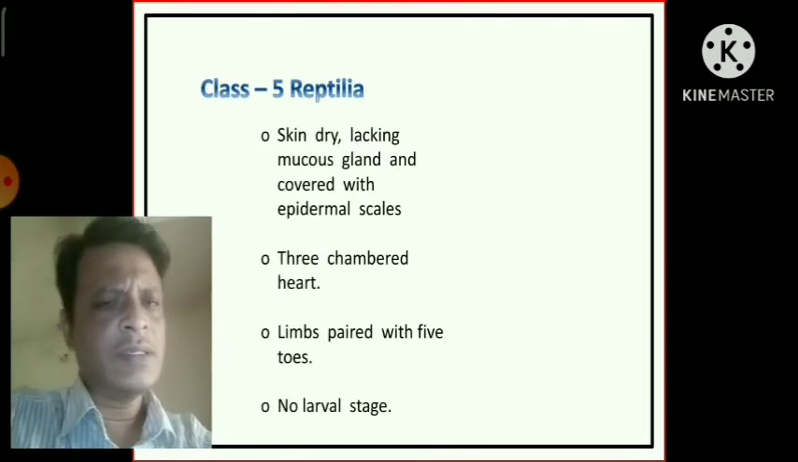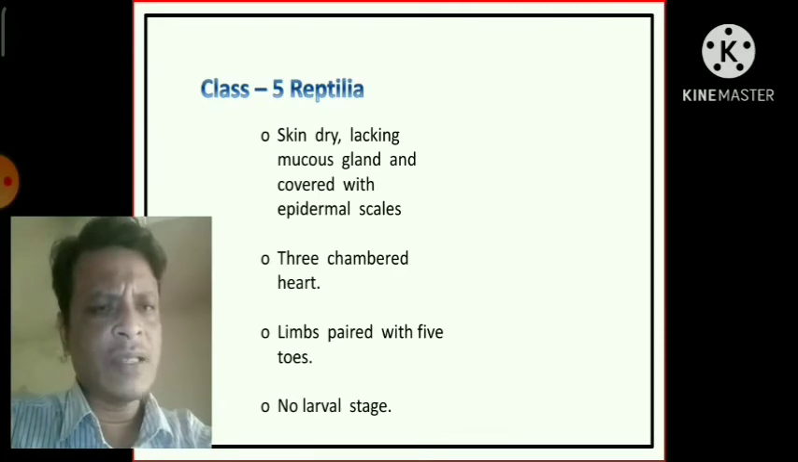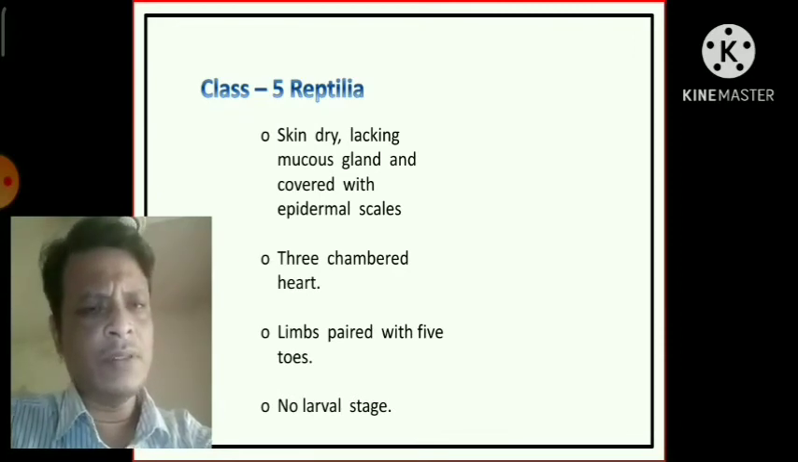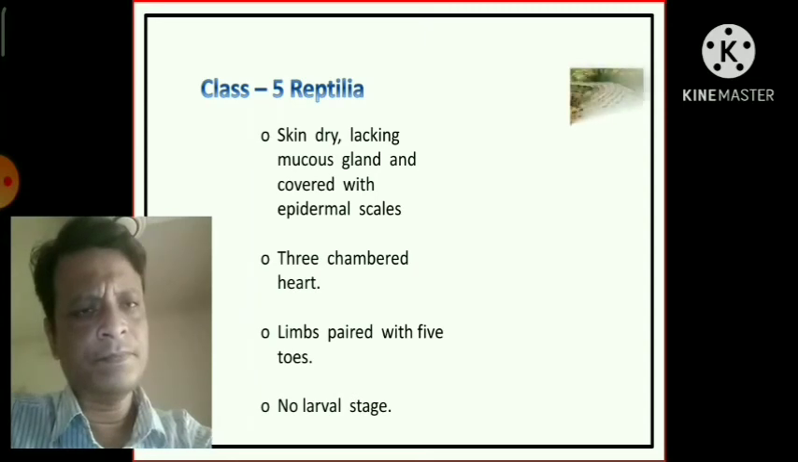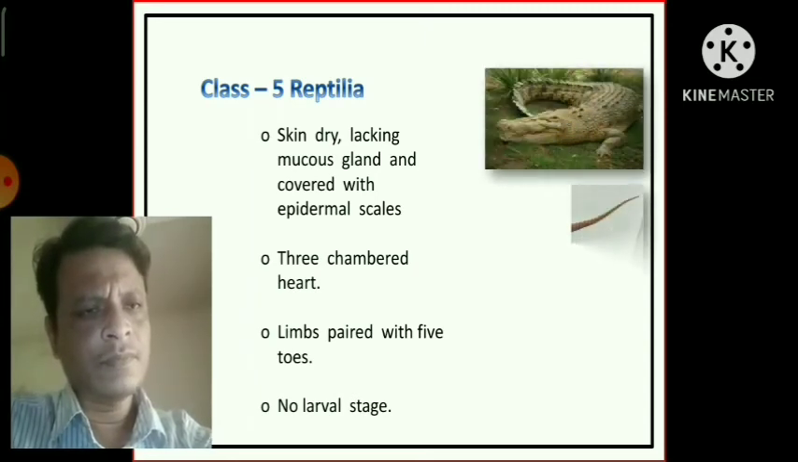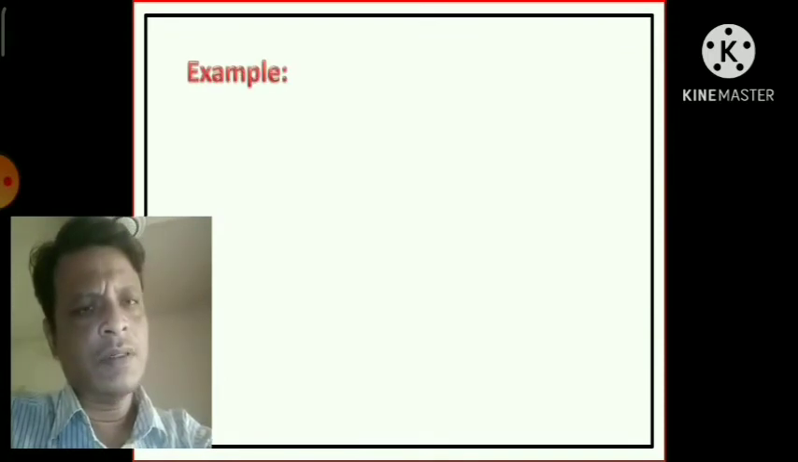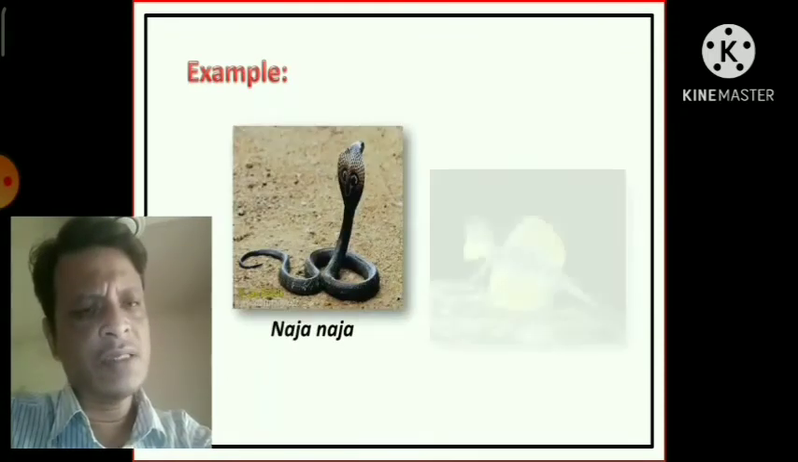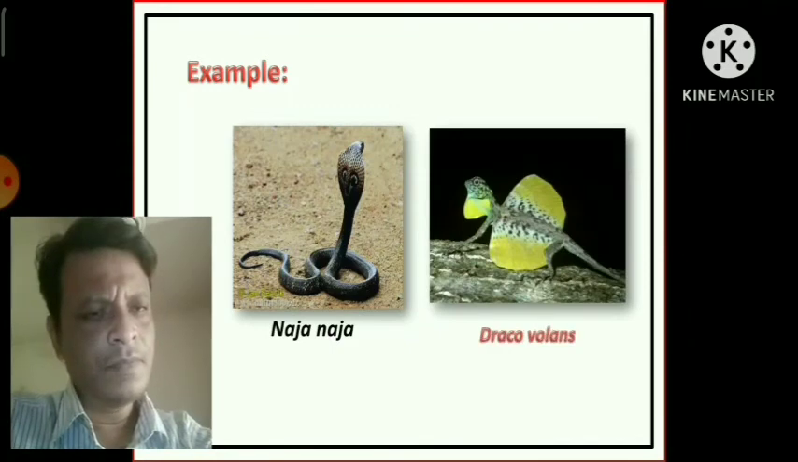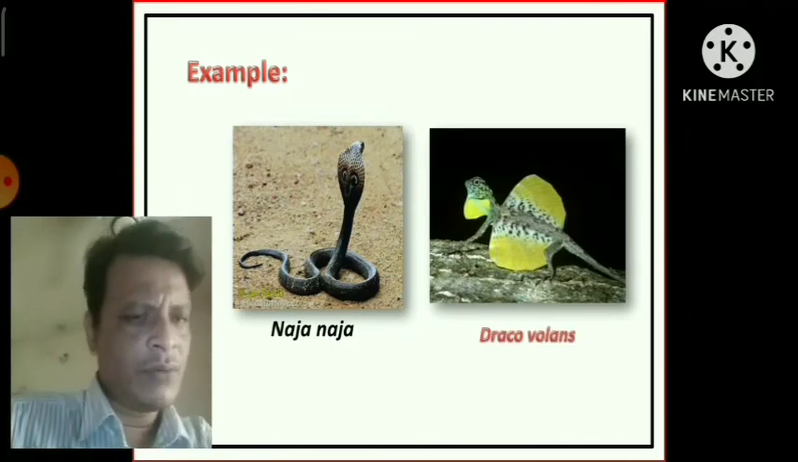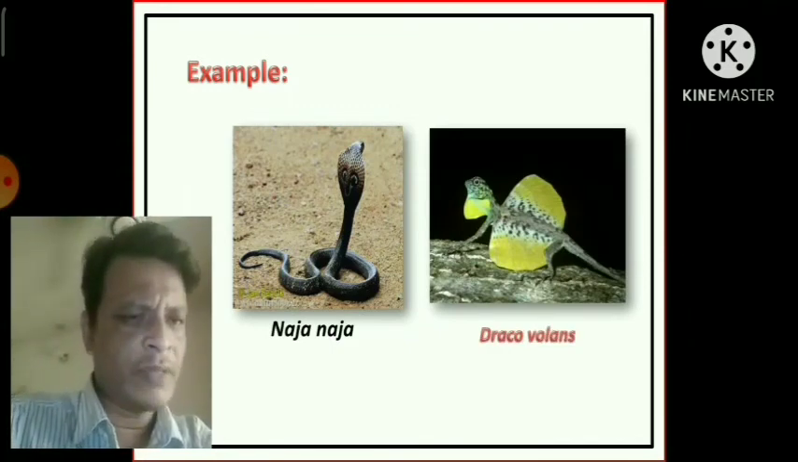Class 5, the Reptilia. The skin is dry, lacking mucous glands, and covered with epidermal scales, 3 chambered heart, limbs paired with 5 toes, no larval stage. Now the examples, the Naja naja and the Draco volans.